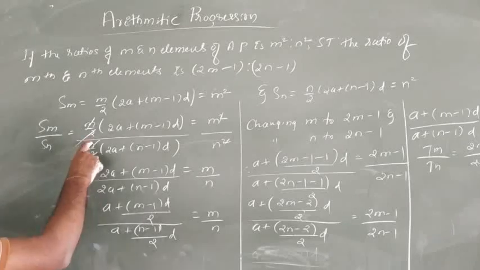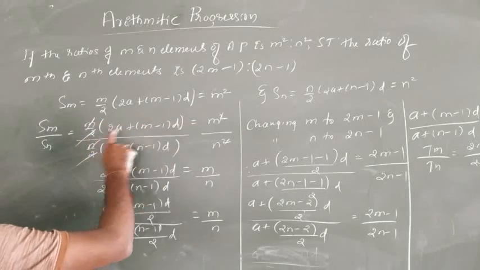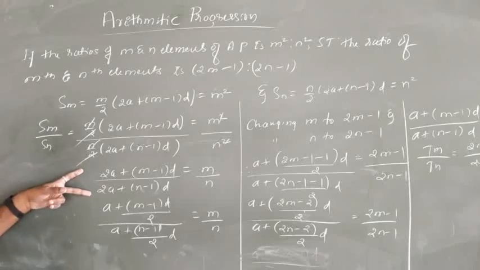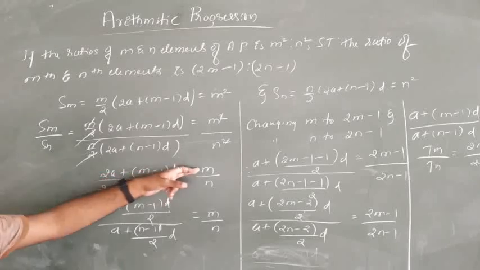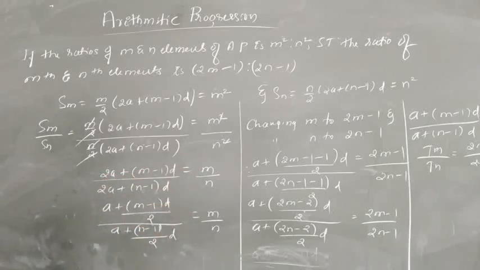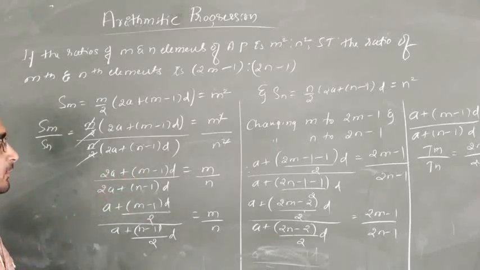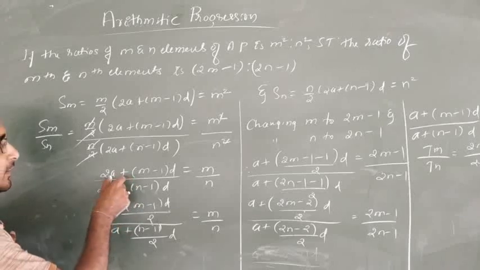Okay, so 2 gets cancelled, one of the m gets cancelled, one of the n gets cancelled. What remains? 2a plus m minus 1 into d divided by 2a plus n minus 1 into d is equal to m divided by n. So I should get this one as tm, and for tm to come I need a plus m minus 1 into d. So for a, what I do is, here 2 is a multiple.